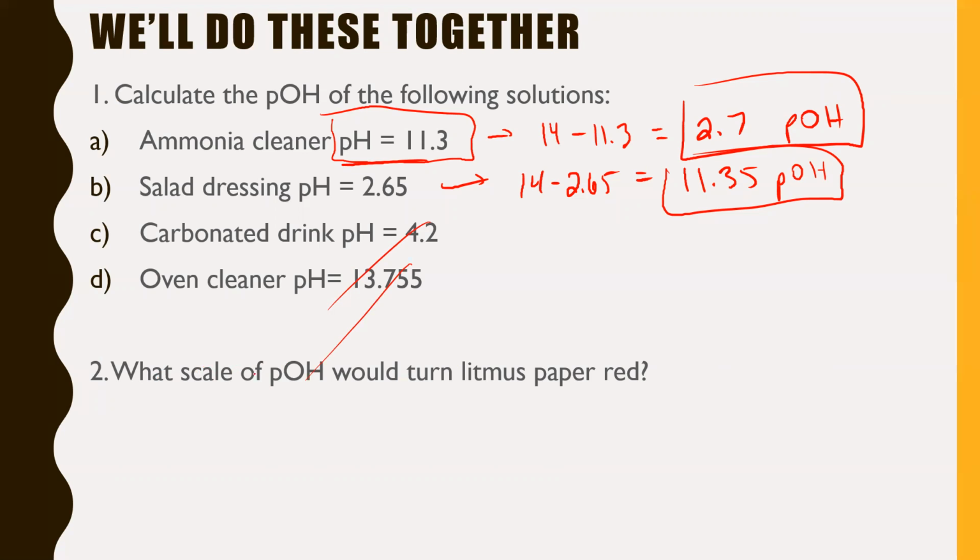Next question here: what scale of pOH would turn litmus paper red? Always go back to what you know on these ones. Red litmus paper means acid. An acid is something that has a pH that is less than 7. So if we reverse that for a pOH, the scale of pOH that would turn litmus paper red would be a pOH greater than 7, right? So it's backwards. Even though a number bigger than 7 would usually mean basic for pH, a number bigger than 7 for pOH actually means acidic.